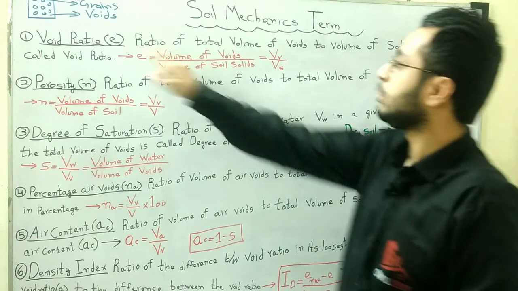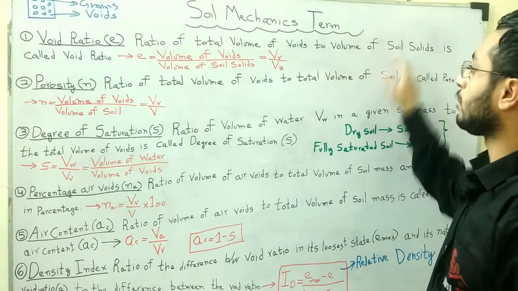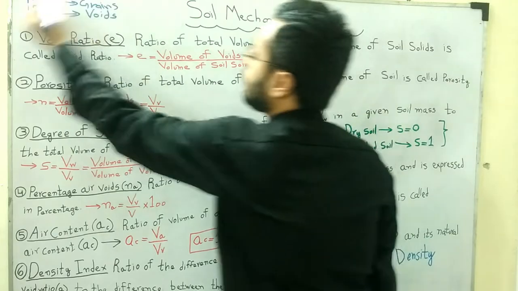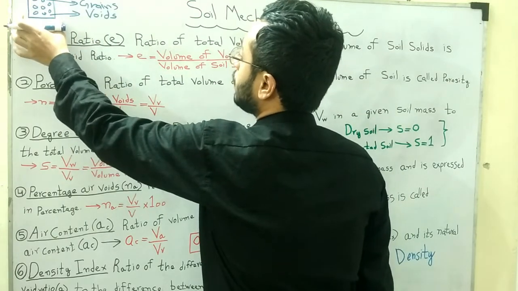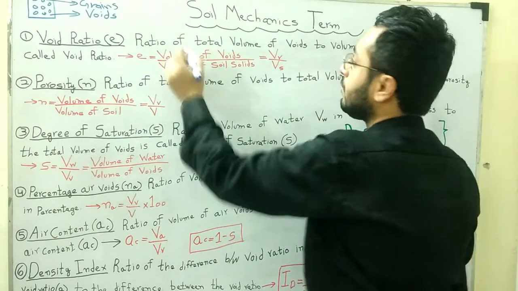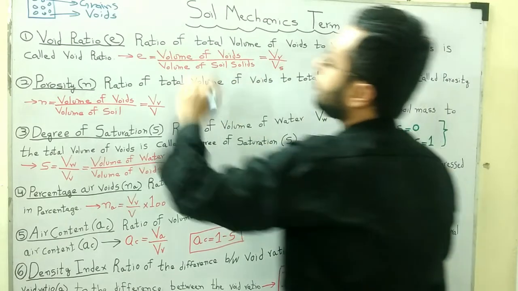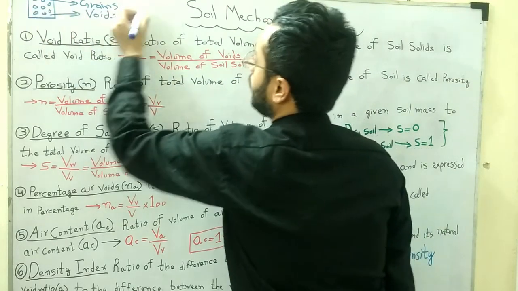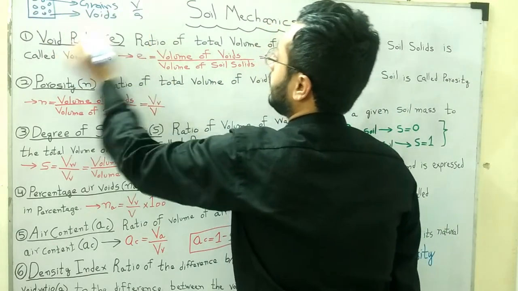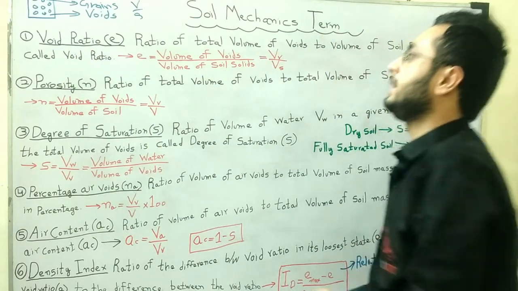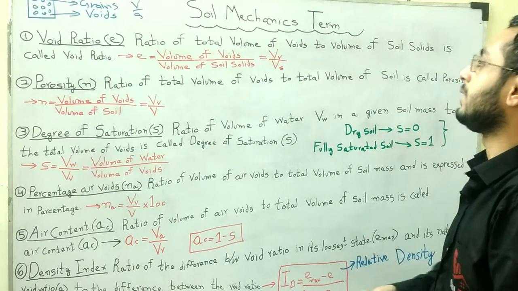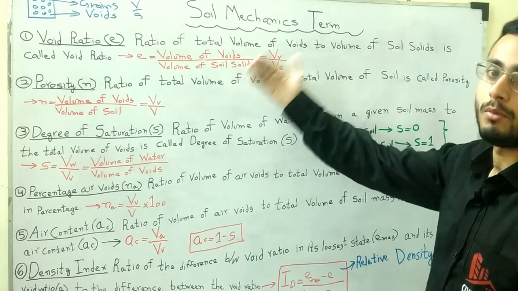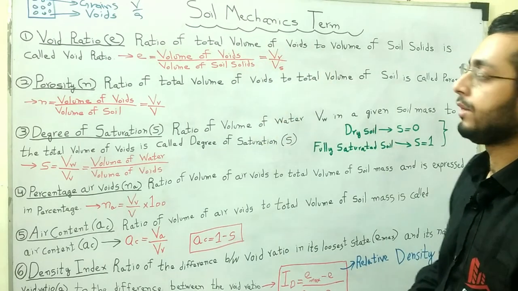So void ratio is the ratio of total volume of voids to volume of solids. It means we calculate the ratio of the volume of voids to the volume of soil solids, which is known as void ratio e. It is written as e = Vv / Vs. Here Vv is the volume of voids and Vs is the volume of soil solids.